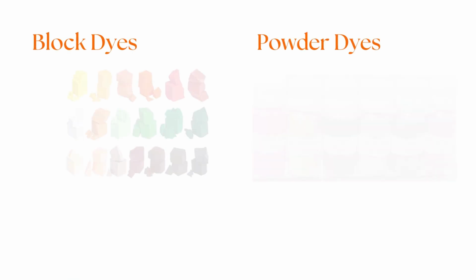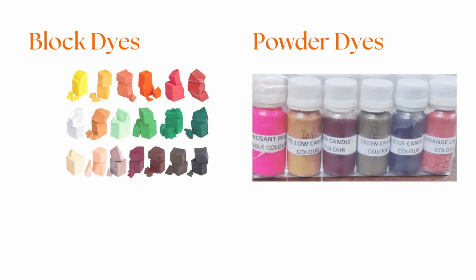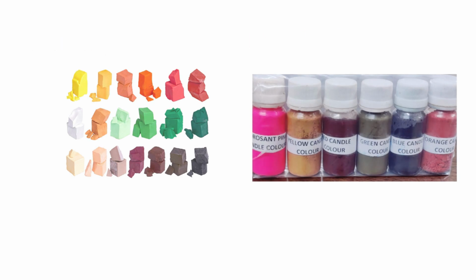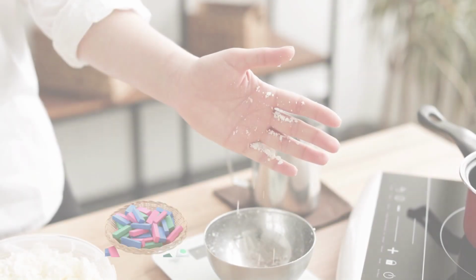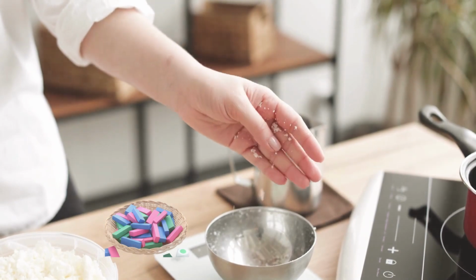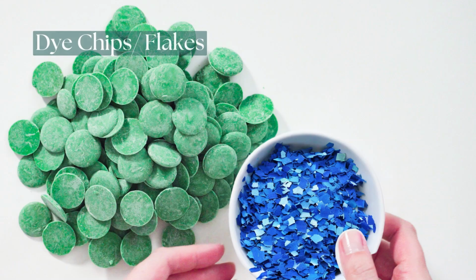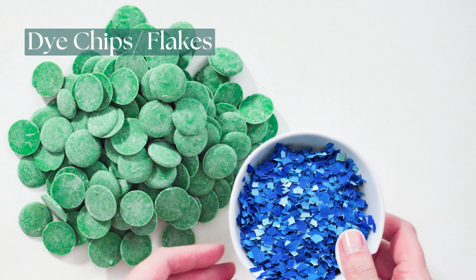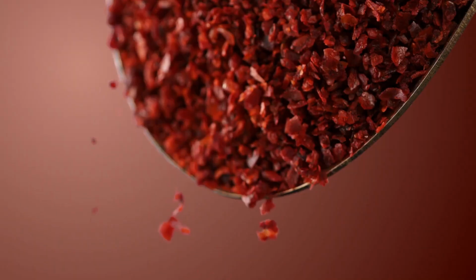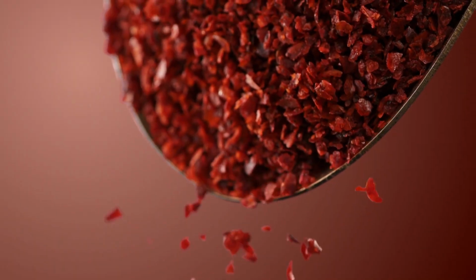Block or powder dyes. These dyes come in solid block or powder form. These are pre-measured blocks of solid dye that can be added directly to the candle wax, while powder dyes offer more precise color control. Dye chips. Dye chips are small colored chips or flakes that can be added to the wax to achieve the desired hue.